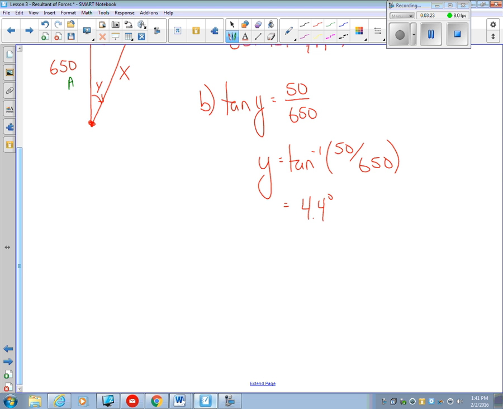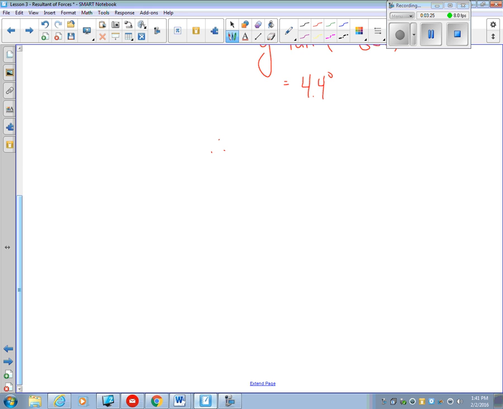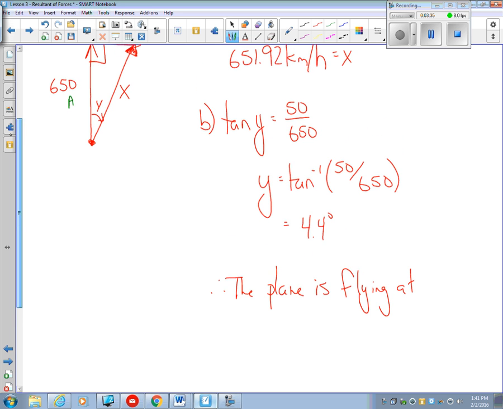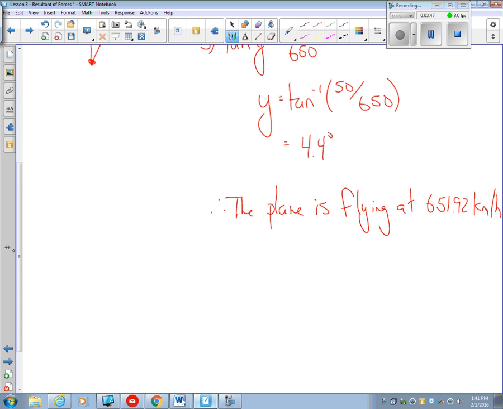So if I had to write this out in words here, I'd now say, okay, the plane is flying at, we said our speed was 651 right up there. Oh, sorry, a little bit higher. 651.92 kilometers an hour. At what direction? Well, it's not 4.4 exactly. It's at north 4.4 degrees towards the east, right? We turn into a bearing if we can. And we solved that one. If you want to give the second one a try, this would be a good time to do that.